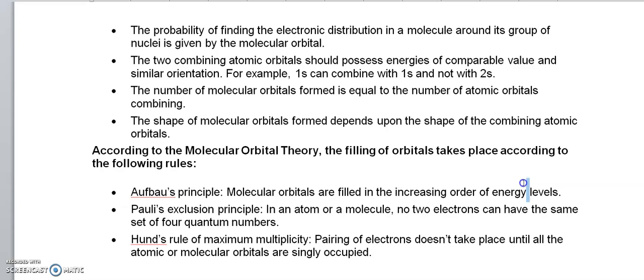So in the next class we'll see how a molecular orbital forms. We will see some examples, then this idea will be clear. But before going to this, you have to know what a bonding orbital and an antibonding orbital are. So this is an introduction part. We'll see how to draw the molecular orbital structure of different molecules.